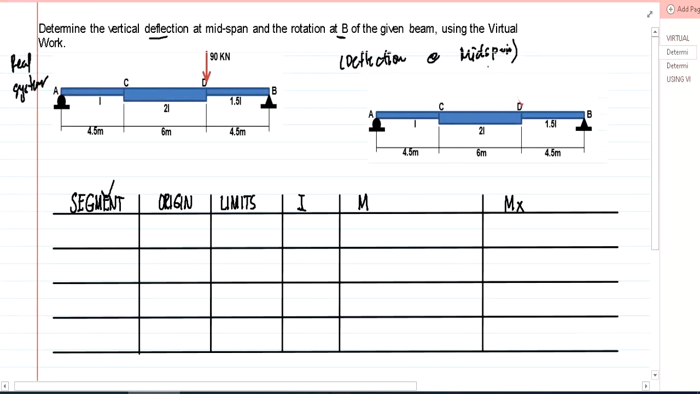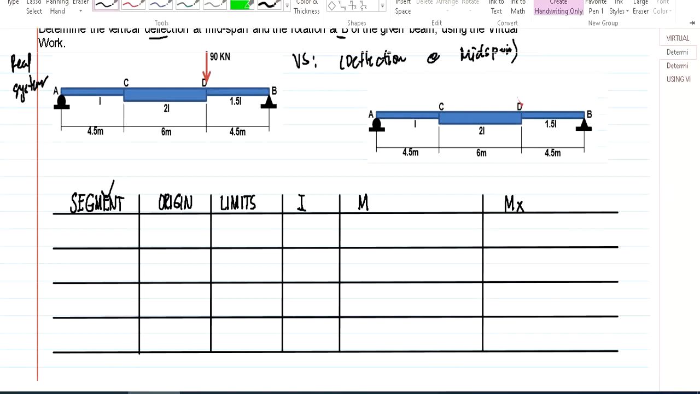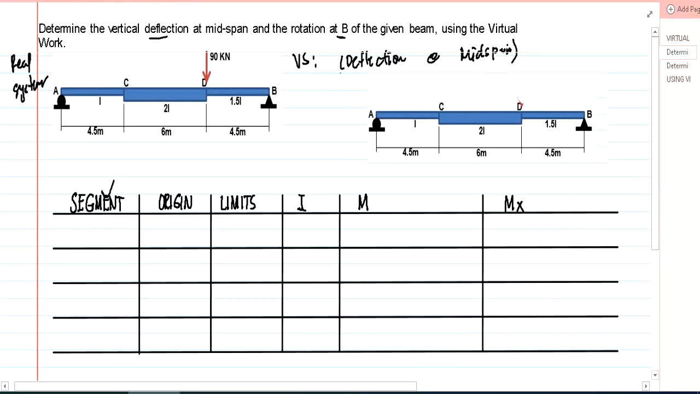Okay? So for our virtual system, for our free body diagram, sabi natin, alisin natin lahat yung load ng real loading. So ito pa rin yung magiging beam natin. Ngayon, ang magiging load na natin dito sa ating virtual system for the deflection at midspan is the applied unit load kasi nga deflection yung hinahanap natin. So we have to apply a unit load at point in the direction of the desired deflection.